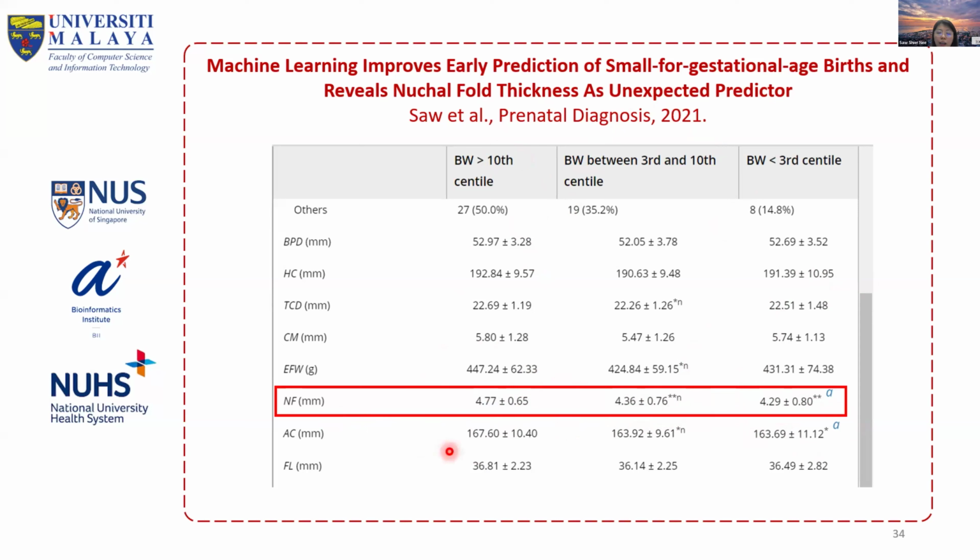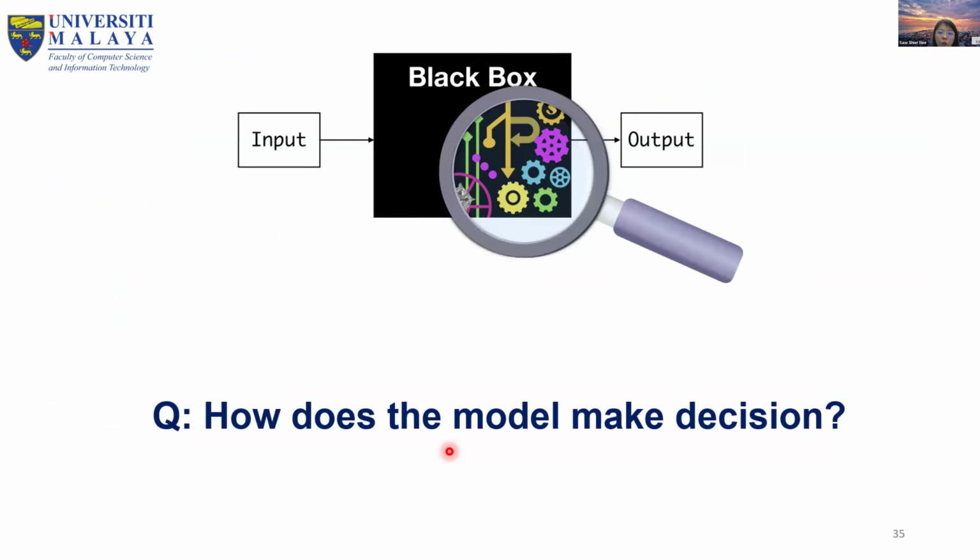This gave us the idea to further understand how the model works, and why the model uses NF as an important feature. Then we moved on to the next step, where we want to understand how the model makes decisions. This is related to explainable AI. We try to find ways to explain the model predictions.